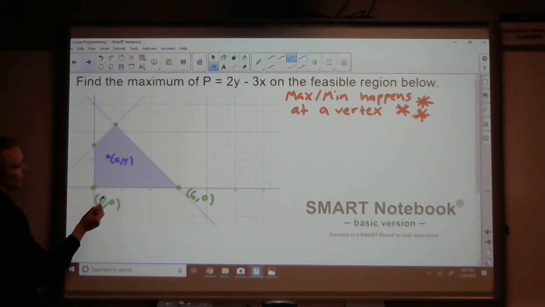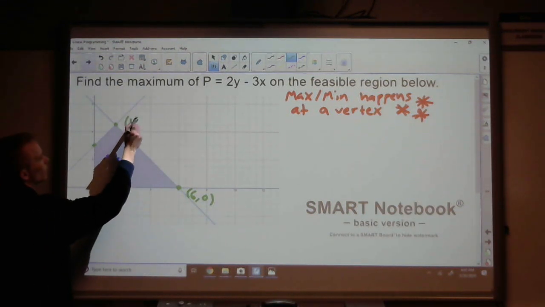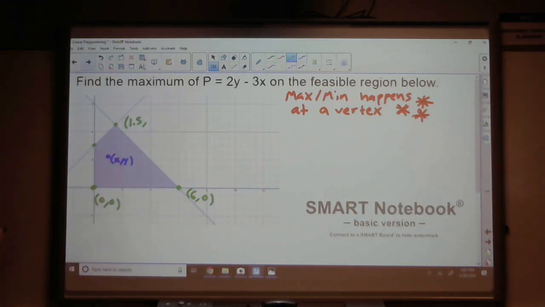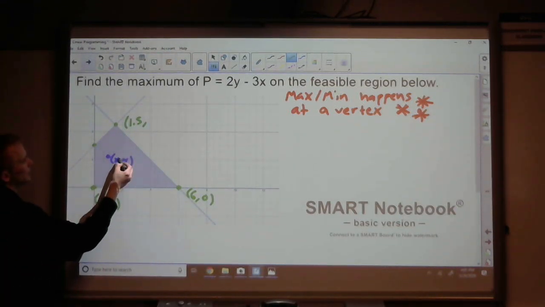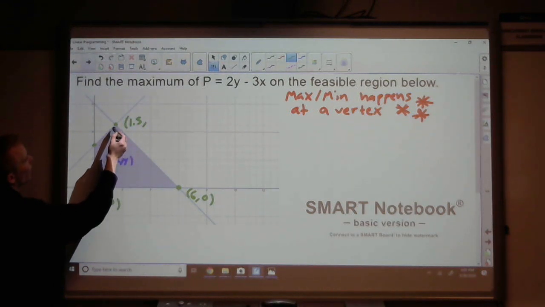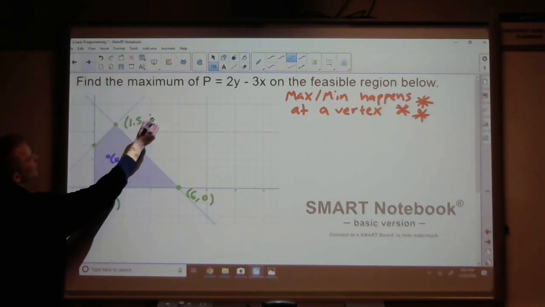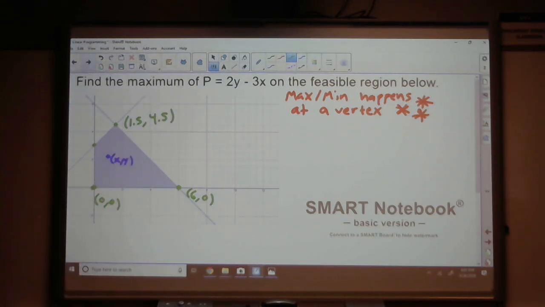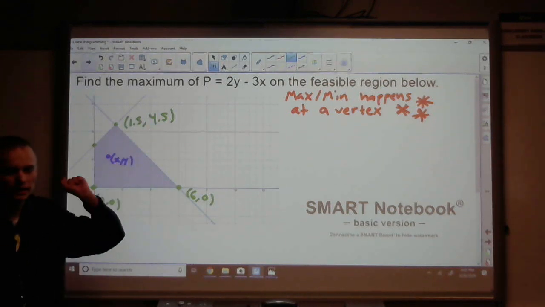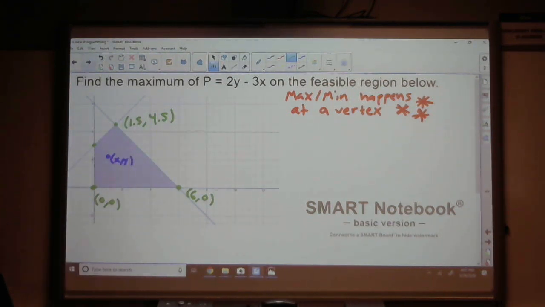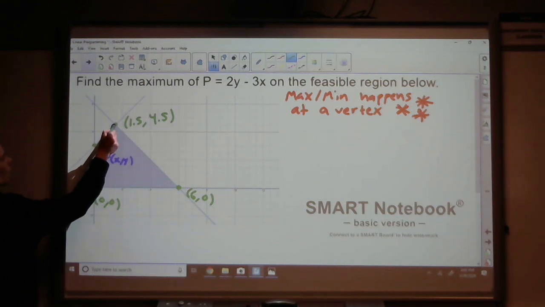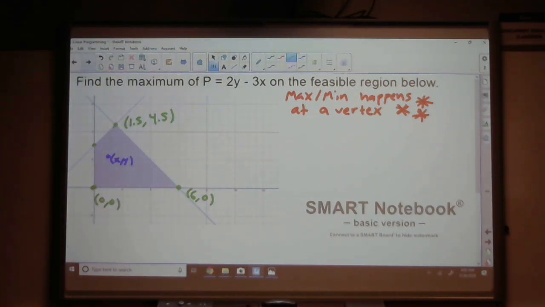This point right here, well, this is 1 and 1.5, so I think it's at 1.5 is my x value, and then my y value is, let's see, 2 and then 4 and a half. I think it's like 1.5 and 4.5, okay, is my answer there. A lot of the time you won't get decimals, but in this one there is some decimals, okay? So this is just the coordinates of this vertice right here.